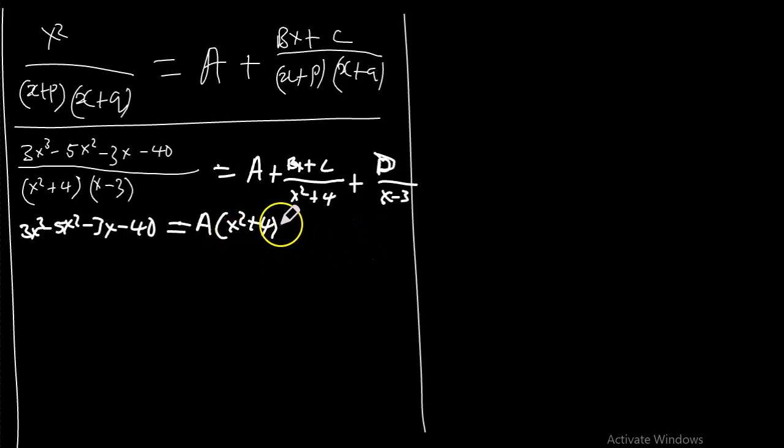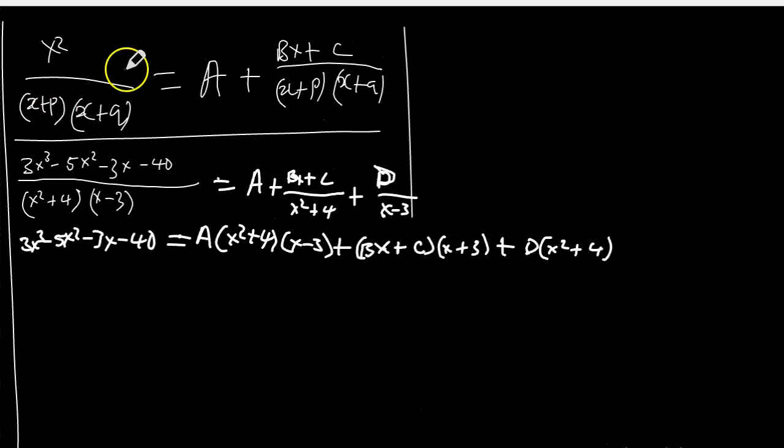Then I will also multiply that by x minus 3 plus... we'll have, let me open this up a bit. So from here now we are able to solve. We can start by letting the first value. Let's find what is a, b, c, d.